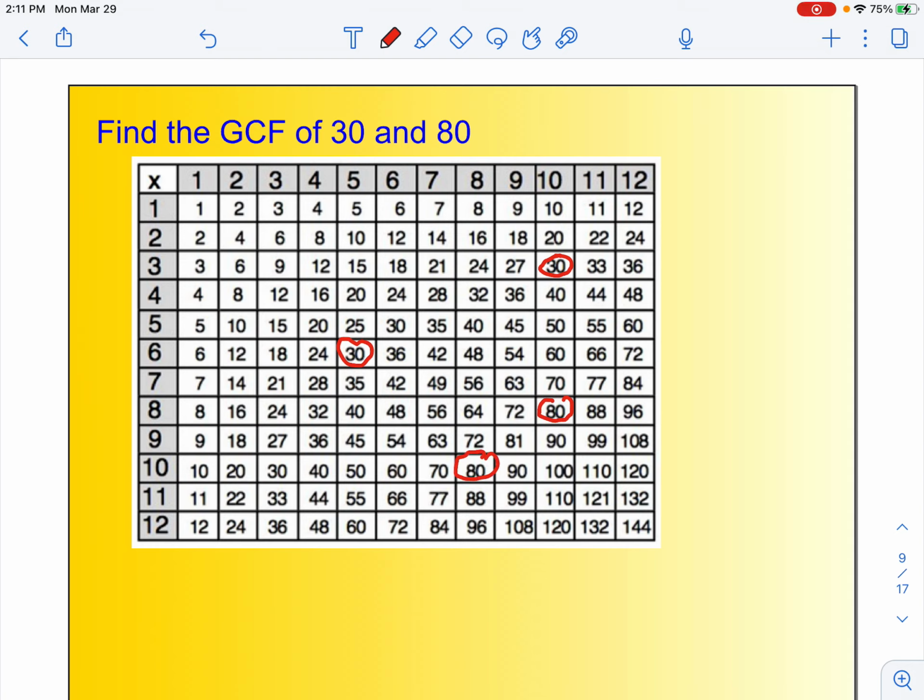And I don't know if I found all of them right now, but what we're looking for again is to find them in the same column like this. And if they appear in more than one column, I'm looking for the one that's furthest to the right. And I don't think I have them lined up anywhere else, so my greatest common factor is this number 10. So the GCF is 10. That is the largest number that divides evenly into 30 and 80.